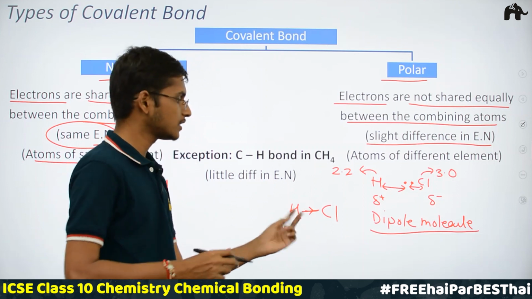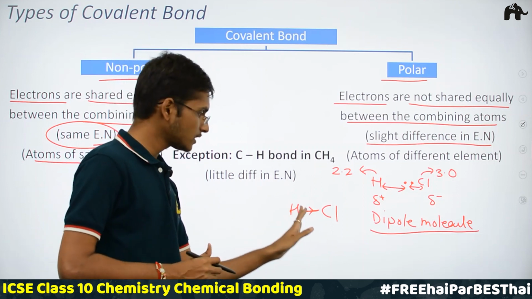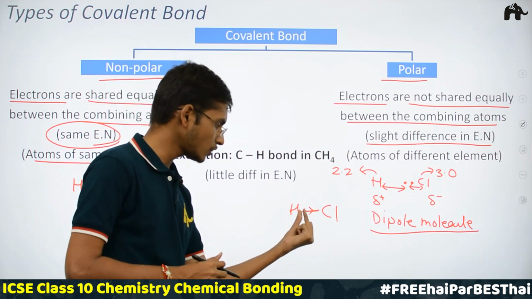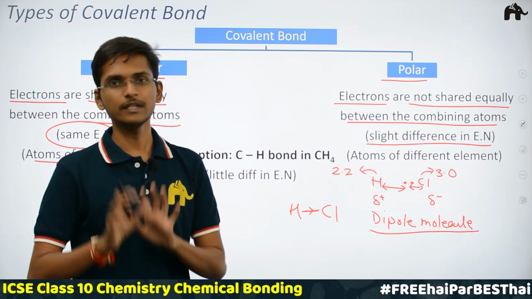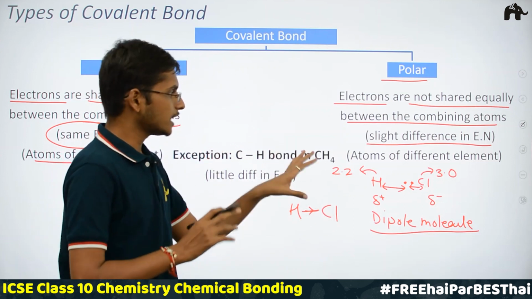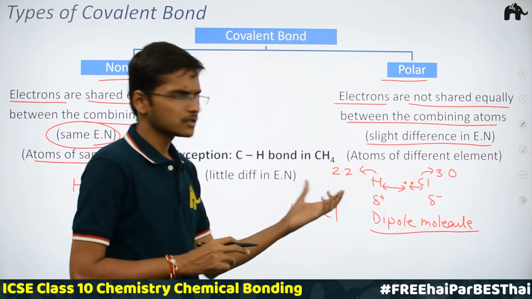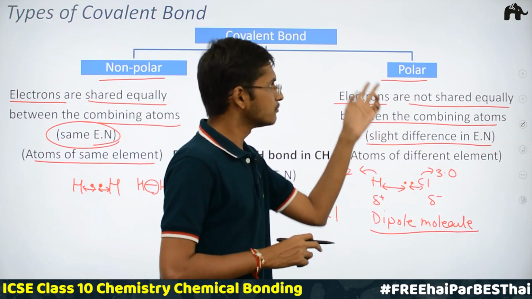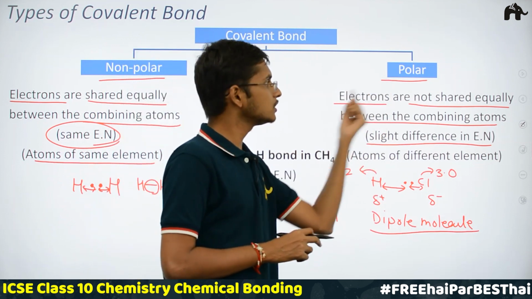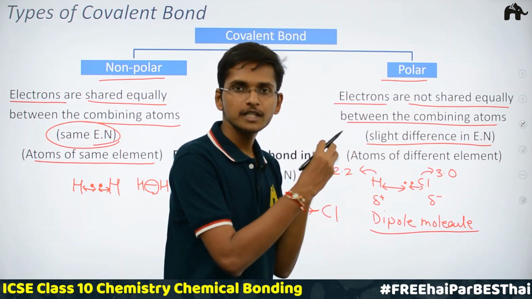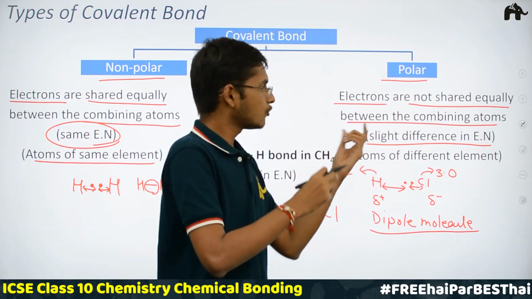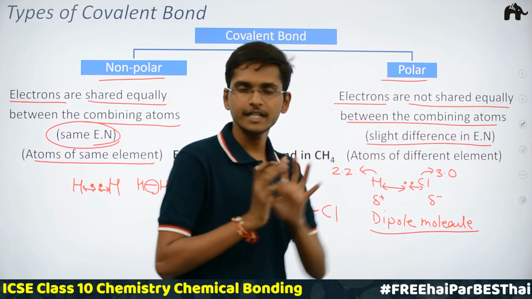So this means that yes, this is a polar covalent bond and the shared pair of electrons is shifted towards the chlorine atom. Okay, very clear. Now, from this you can clearly make out that since the polar covalent bond is formed due to the unequal sharing of electrons between the combining atoms, why is it so? Because of the slight difference in the electronegativity.